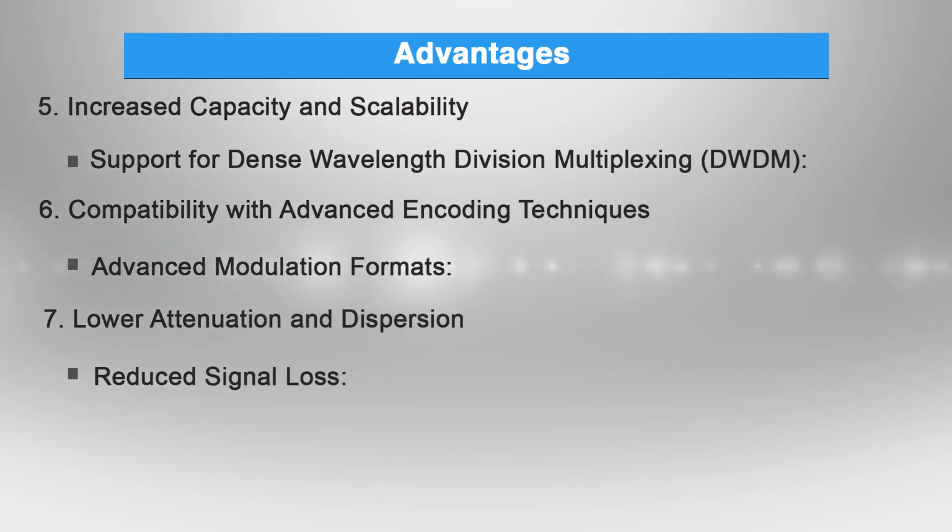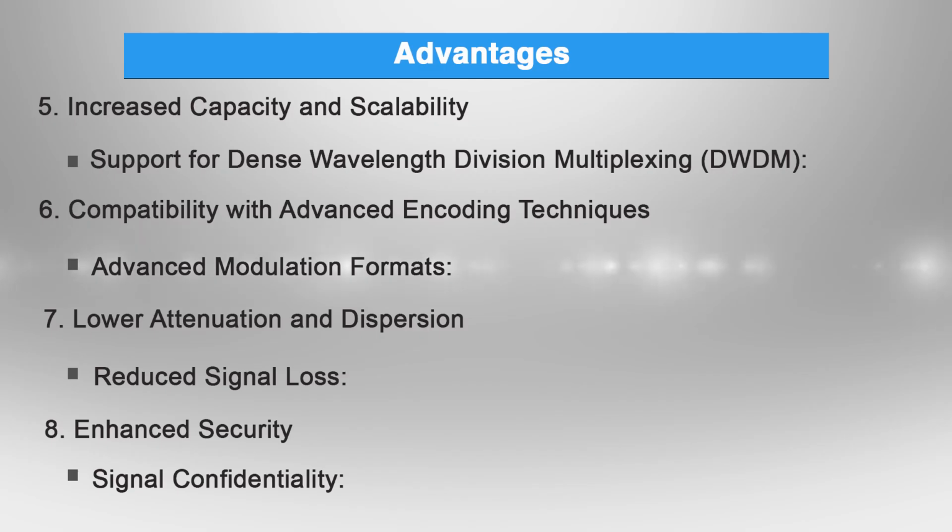The next advantage is lower attenuation and dispersion, which means reduced signal loss. Optical fibers and modulation techniques together minimize the effect of attenuation and dispersion, which are common challenges in communication systems. This leads to more reliable transmission. Next is enhanced security, which means signal confidentiality.